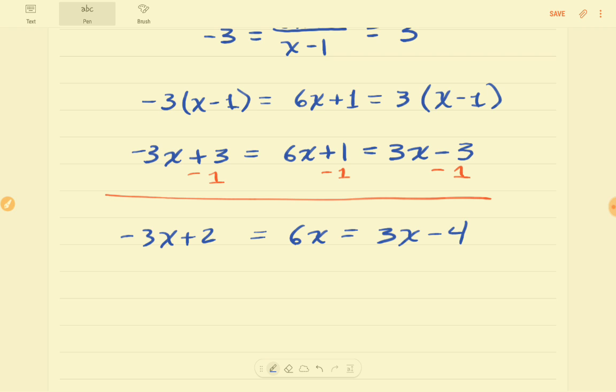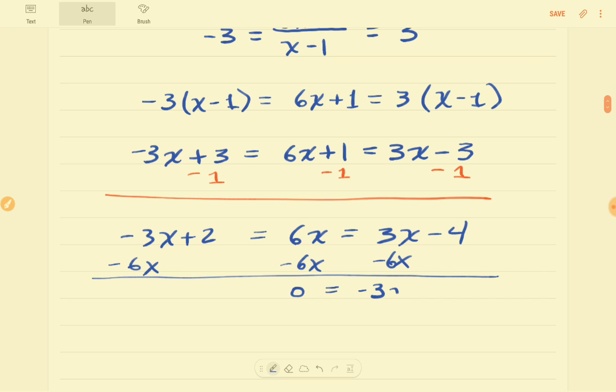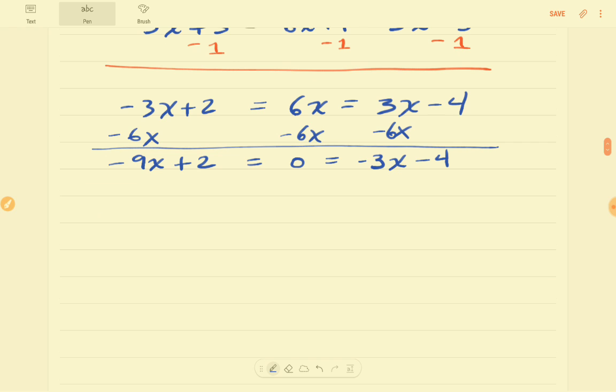Now I want to combine all my x's together. So I'm going to subtract the 6x from all three sides. And then I just have 0 in the center. And I can set each one of those individually equal to 0, meaning this as one equation and then this as a second equation.